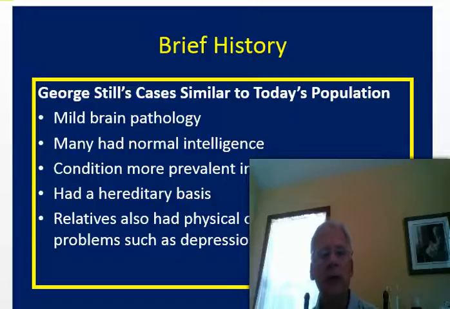Now, George Still's cases on slide 8 are similar to today's population. Many of the children have normal intelligence. There's mild brain pathology in these conditions. The condition of ADHD is more prevalent in males than females. It can be hereditary based, and relatives also had physical or psychological problems such as depression and tics that were associated with this disorder.